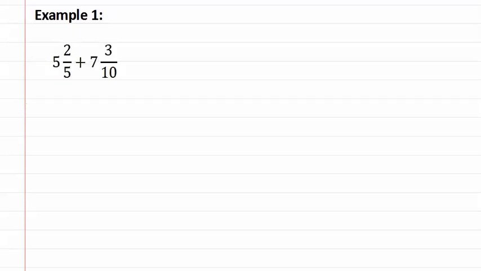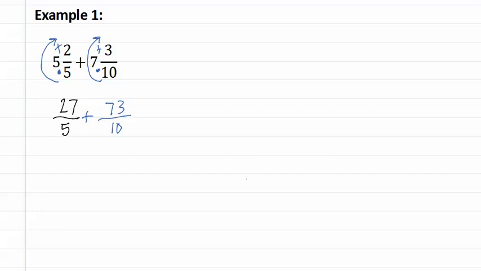In example one, we have 5 2/5 plus 7 3/10. First, let's change each of these to a fraction from a mixed number. So first, we have 5 times 5, which is 25, and then we add 2. Remember, working in a clockwise fashion. 5 times 5 is 25, plus 2 is 27. And remember, we never change the denominators. Let's do the same with the second fraction. 10 times 7 is 70, plus 3 is 73/10.